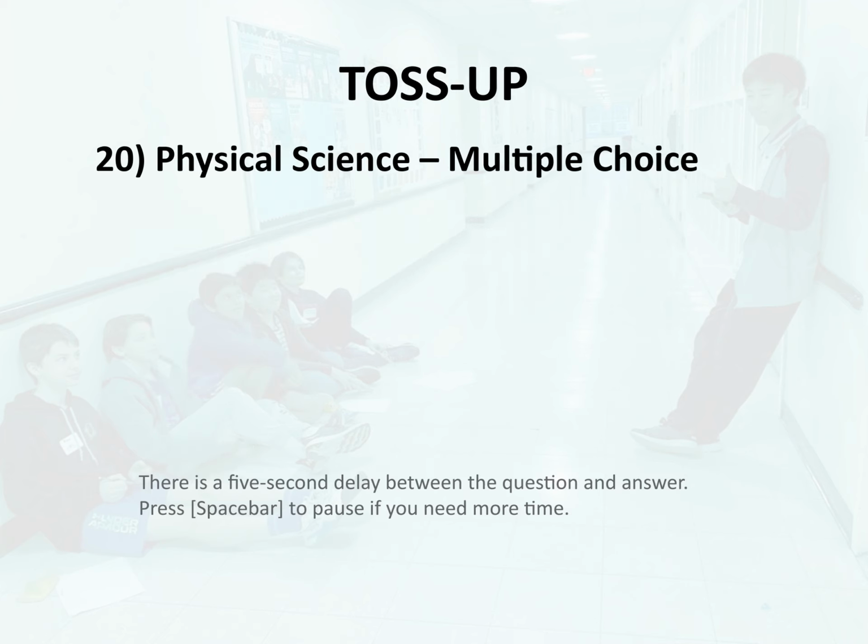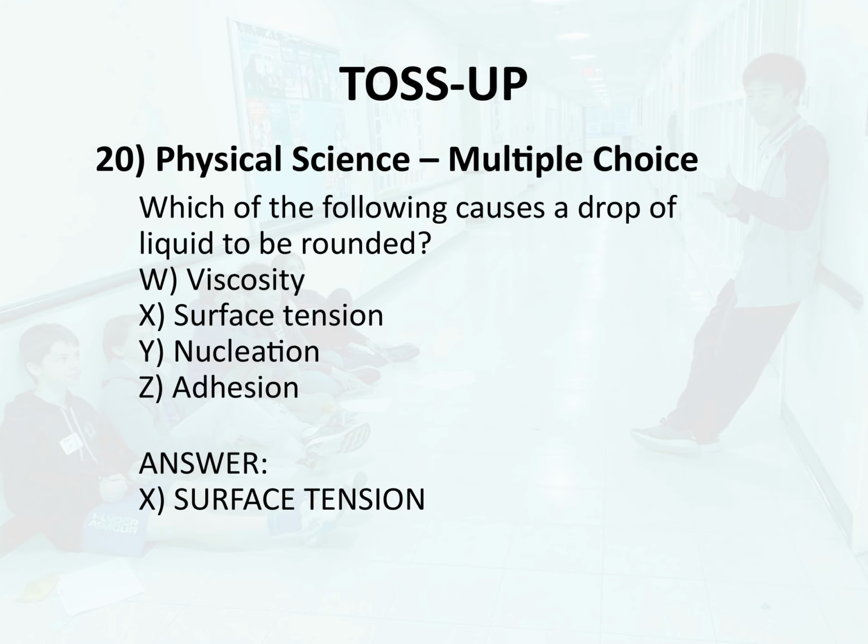Toss-up 20. Physical science, multiple choice. Which of the following causes a drop of liquid to be rounded? W. Viscosity. X. Surface tension. Y. Nucleation. Z. Adhesion. Answer: X. Surface tension.